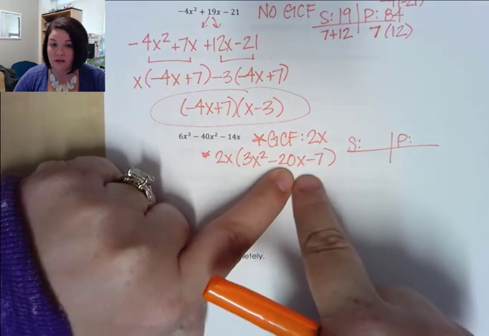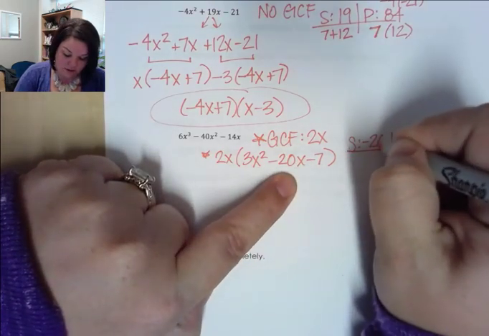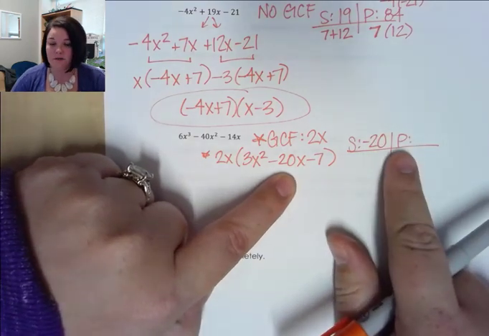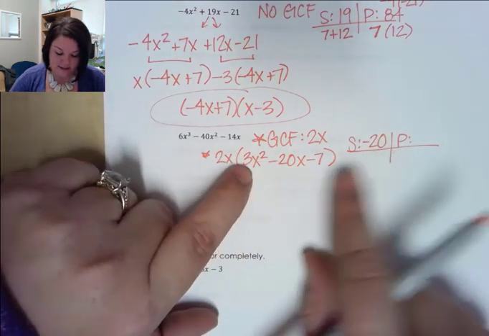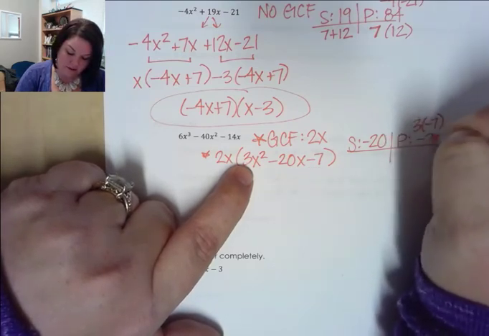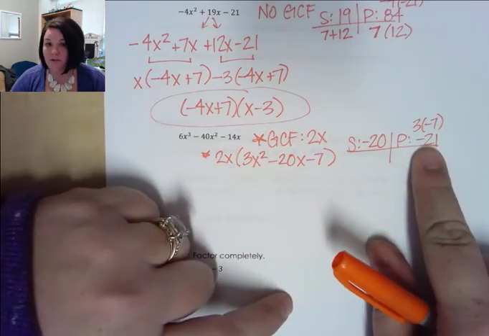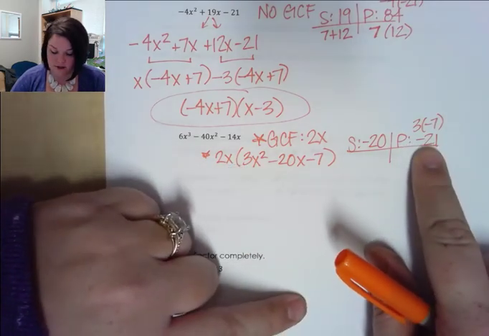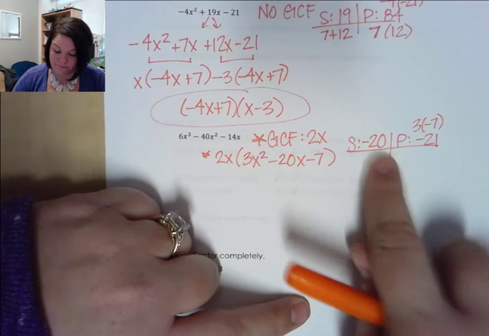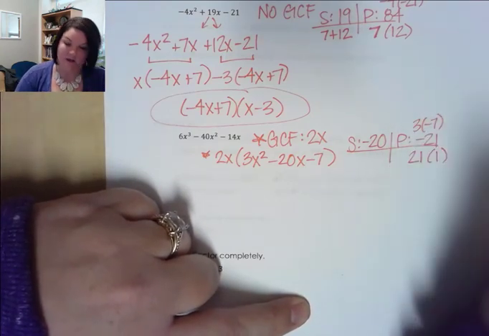Use your new one, okay, because you took something out, so these numbers are all different. So negative 20 is my new middle term, or middle coefficient, sorry. And my product is now 3 times negative 7, which gives me negative 21. So if I need two numbers that multiply to negative 21 that combine to negative 20, I would have to use 21 and 1, right?